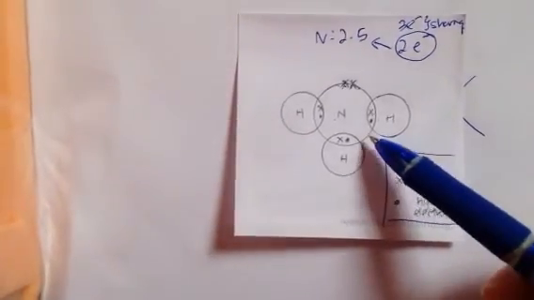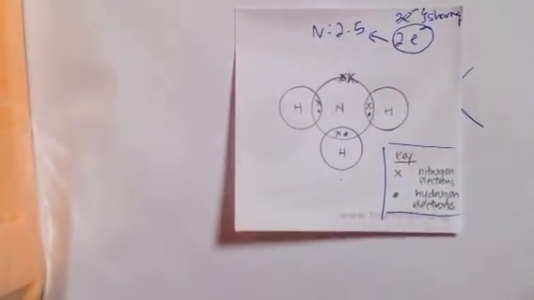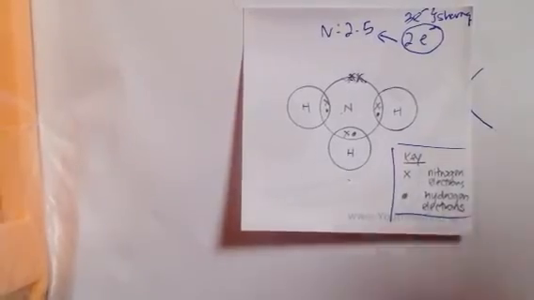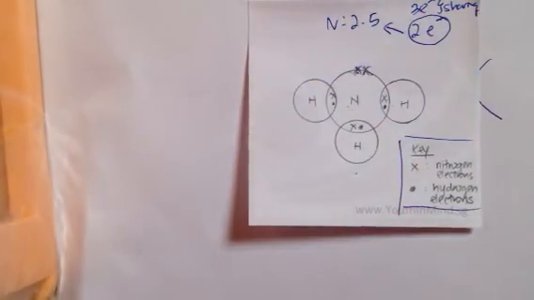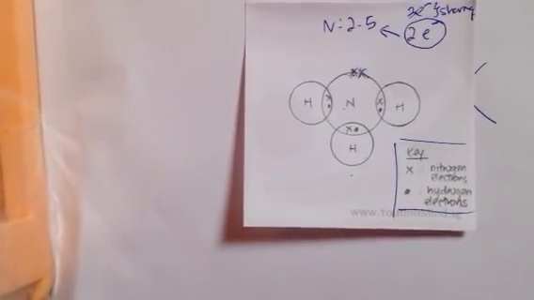And note that this drawing is done in pencil, which is what you should be doing. And also, you should be using a circle template to draw, okay, so that you will have neat circles. And yeah, that's pretty much dot and cross diagram for covalent compounds.